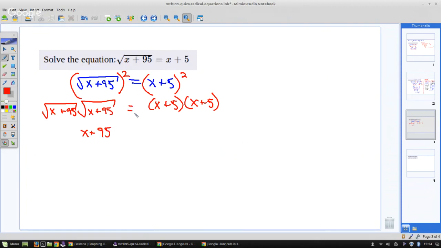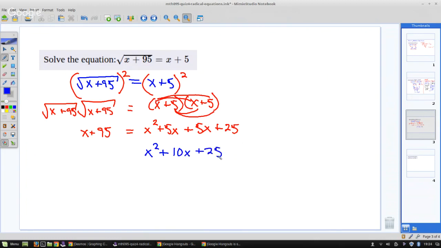The right side requires a little more work. I'm going to have to distribute the x squared plus 5x. Distribute the 5, another 5x plus 25. Got some like terms in the middle. Let's switch out of red here. So I have x squared plus 10x plus 25. That's equal to x plus 95.